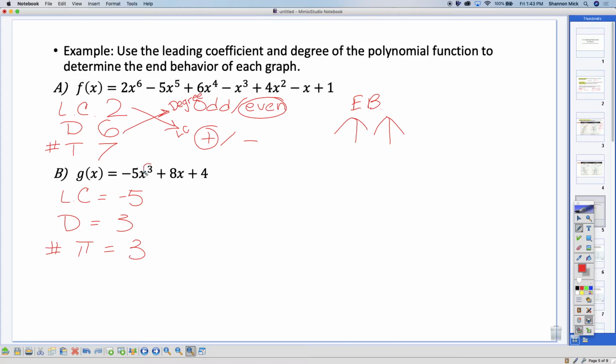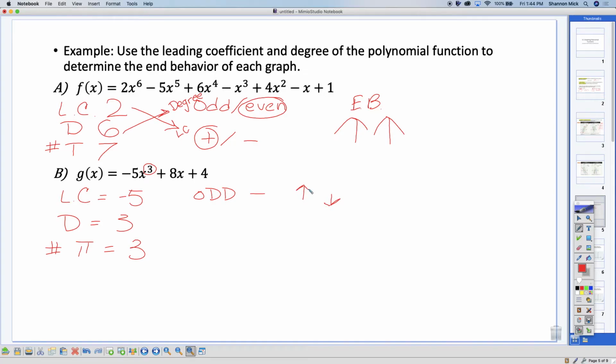Odd. But then 3 is even. 3's not even. I thought you meant if it's a negative or a positive. No. Even or odd? Okay, Callie. Even or odd, Callie? Odd. Okay. Positive or negative? Negative. So what does the behavior do? What's my arrows? Down, up. Up, down. It ends down, so it starts up.